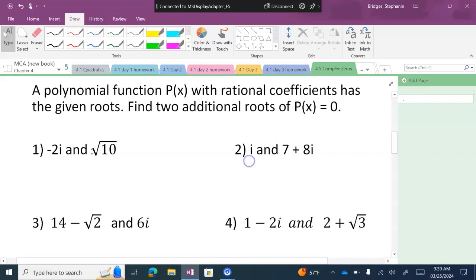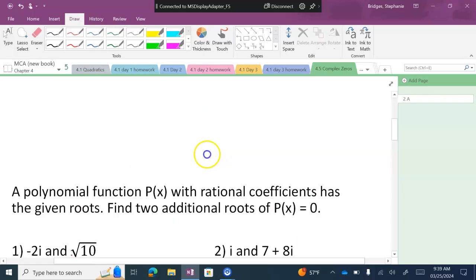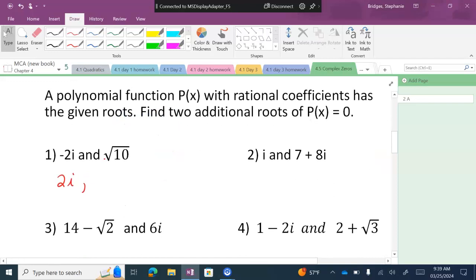So if I take a look at number 1, my two solutions they are giving me are negative 2i and a positive square root of 10. So based off of that conjugate root theorem, what would my other two solutions be? If I have a negative 2i, what's the conjugate of that? Positive 2i. And if I have a positive square root of 10, the conjugate of that is a negative square root of 10. So those would be my other two solutions. That's my answer.